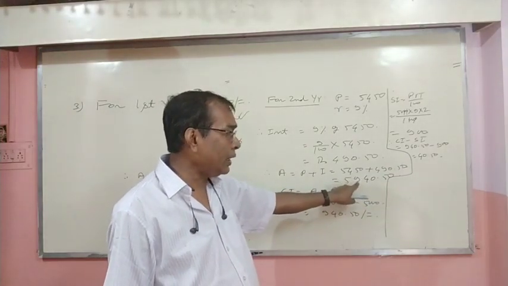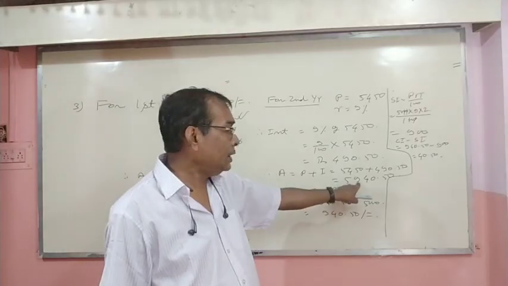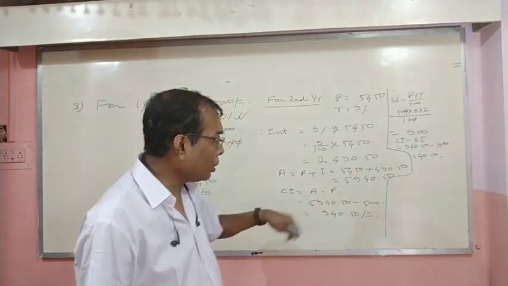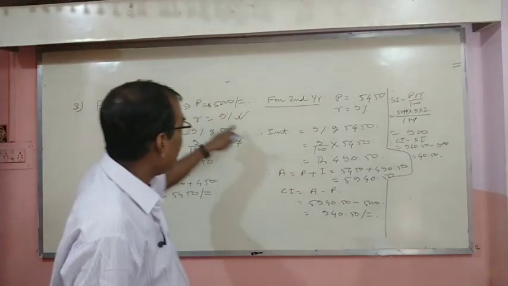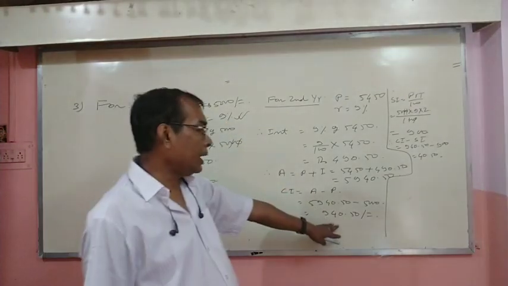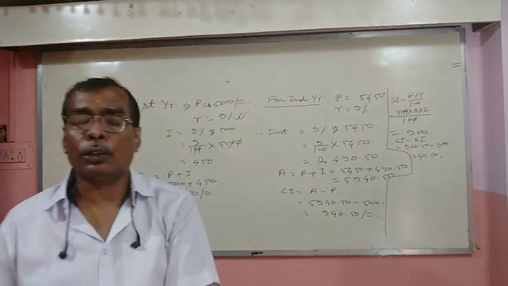So this is the final amount. What will be the final compound interest? Final amount minus the principal amount, which is coming as 940.50. This is the final compound interest.